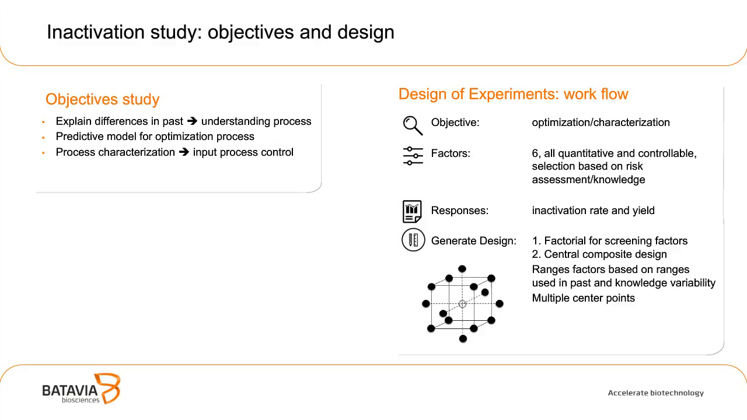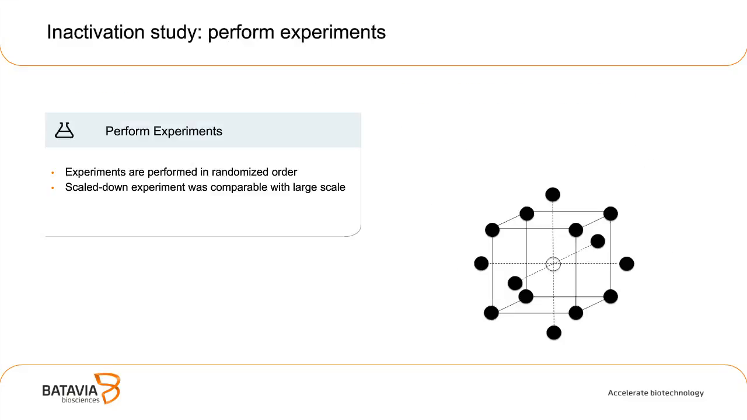First, we did a small screening experimental run to reduce the number of factors to 4, and then we did a central composite design. We defined the ranges based on the ranges used in the past and our knowledge of the variability, and of course we added multiple center points. We scaled down the inactivation, but we really had to scale it down because the material was limited. In the first screening, we checked the reference process to see that it was the same as the process on the large scale we were running, and that was the case. So we knew that our small scale did describe the large scale.